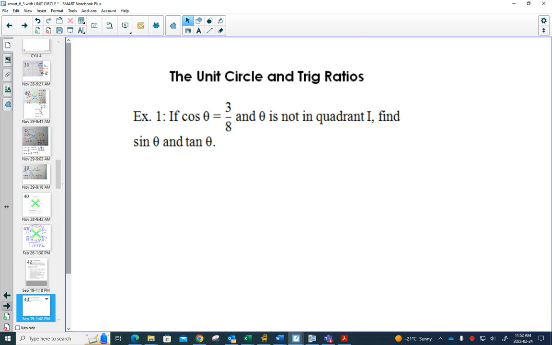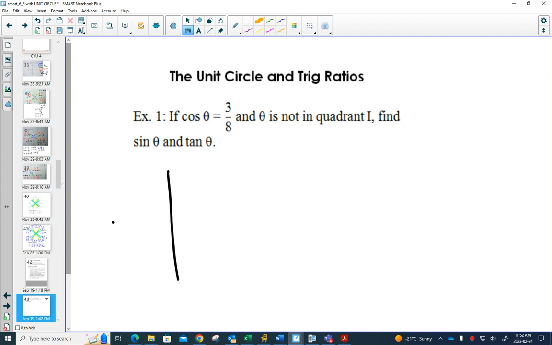If cos of theta is 3/8 and theta is not in quadrant 1, find sine of theta and tan of theta. Again, this is trigonometry. What we're going to do lots and lots of times is draw a triangle, and we're going to try and draw that triangle in the right position.